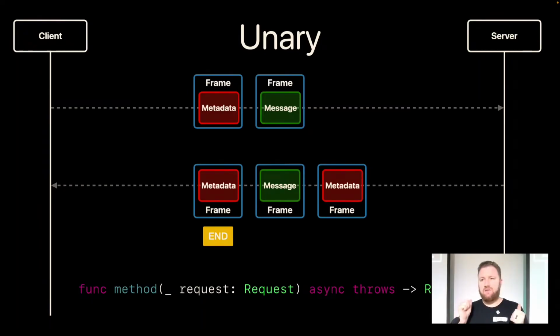If we were to write this in Swift, it looks pretty much like what Simon had on his slides before, because it is basically a REST call, right? An HTTP call. A method, async method, or throwing async method, takes a request type and returns a response type.